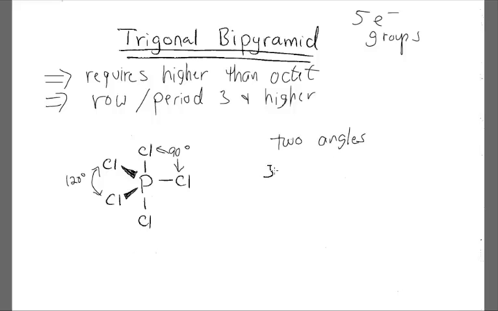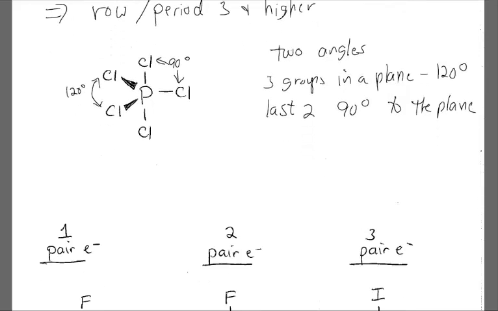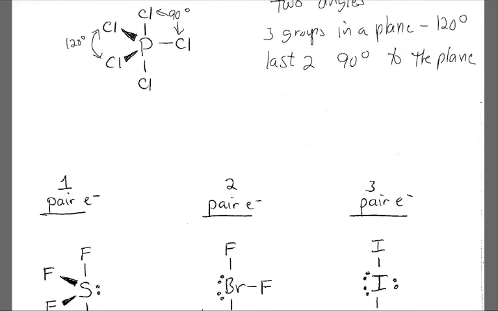Alright, so there's 3 groups in a plane at 120 degrees nominally, and the last 2 are at 90 degrees to that plane. Alright, so let's look at the options for molecular shapes. And we're going to talk about, obviously, one of the shapes is just Trigonal Bipyramid, which is what this one is. So this one shown already is the Trigonal Bipyramid shape.